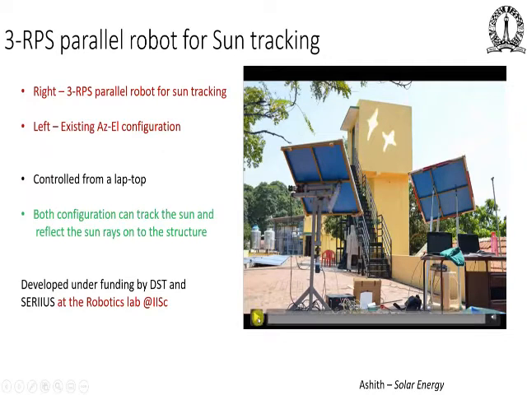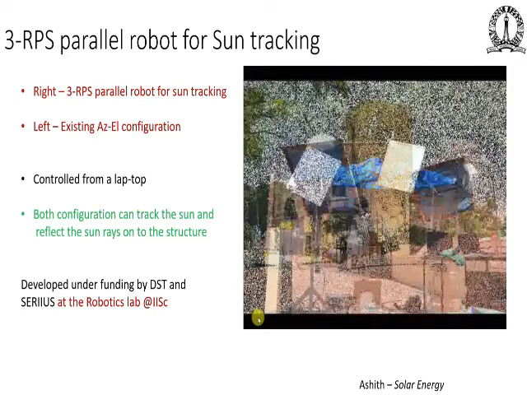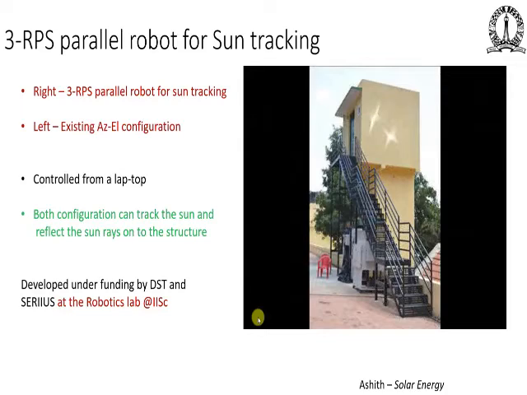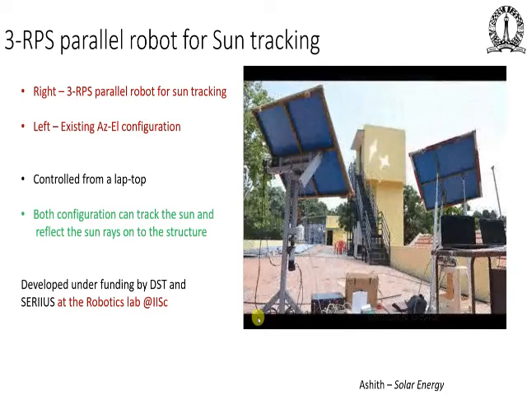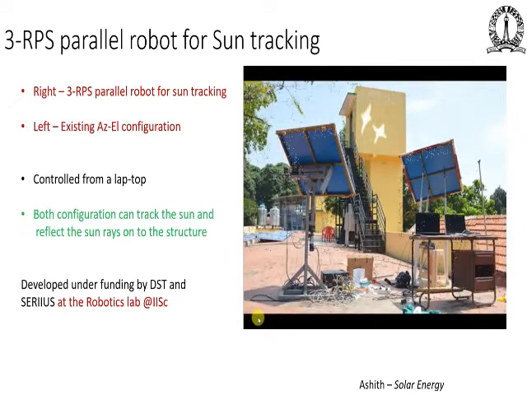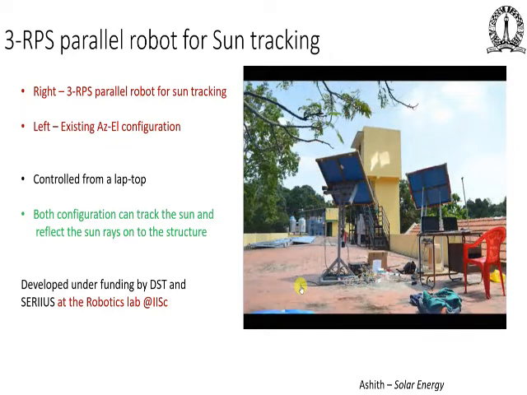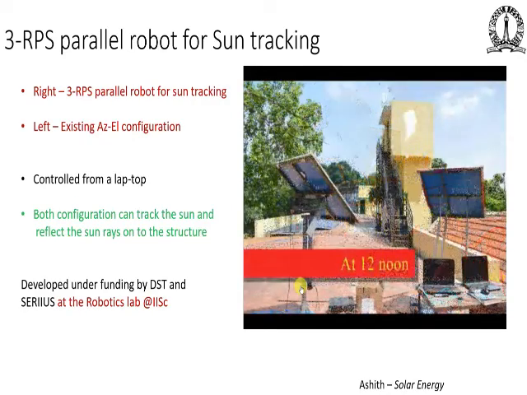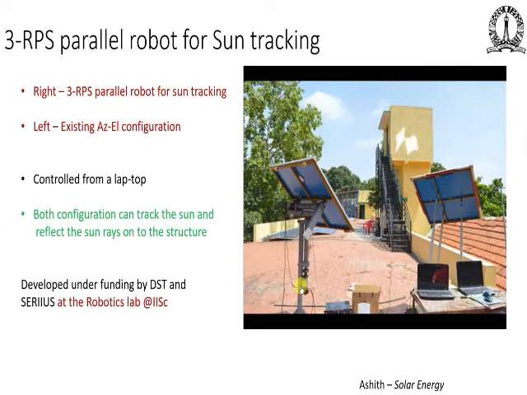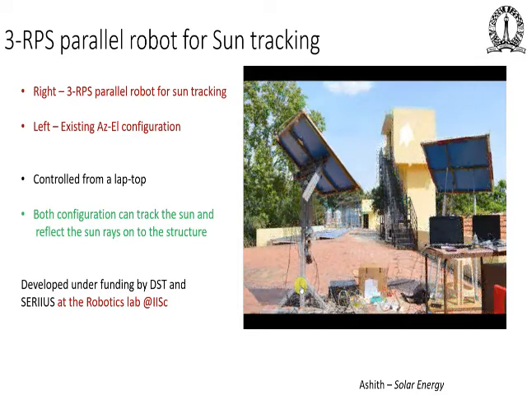So what I am going to show you is these two mechanisms which were built. One is a 3 RPS robot and one is this azimuth elevation configuration. Both are controlled from a laptop, and you can see both of them are moving in a way such that the beam is focused onto that tower, or this water tank actually. Both configurations can track the sun and reflect the rays onto the structure. At different times we have taken these pictures and then we have animated them. So as you can see, the mirrors are moving.